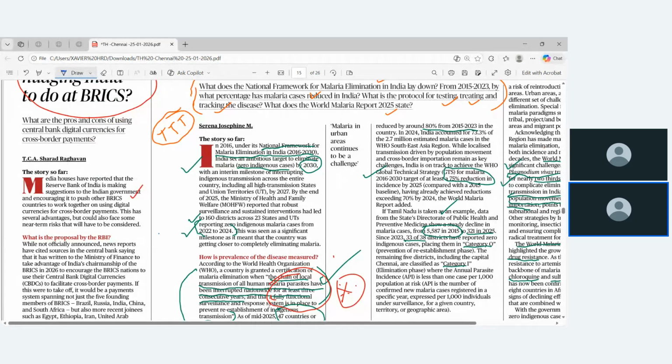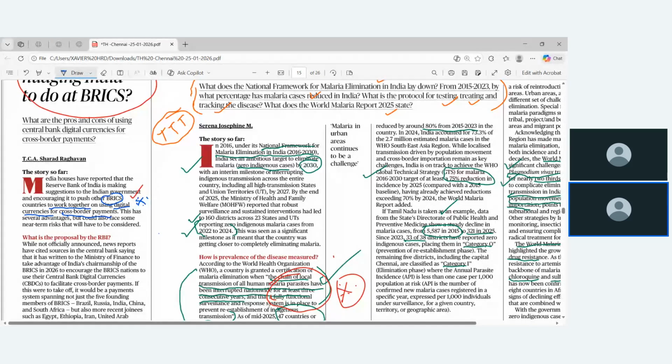Use the opportunity of the BRIC summit. Tell the other BRIC countries to work together in which area? Creating digital currencies. Okay, creating digital currencies. For what purpose? For cross-border payment or transaction.